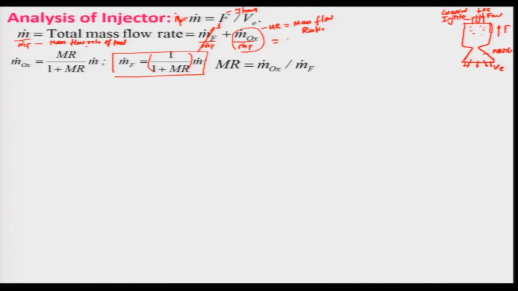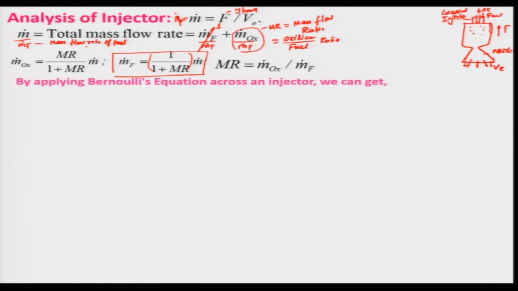I can say this is the oxidizer fuel ratio. Then we can calculate what will be the mass flow rate of the oxidizer and what will be the mass flow rate of the fuel. So, by applying Bernoulli's equation across this injector, if I consider this as an injector.